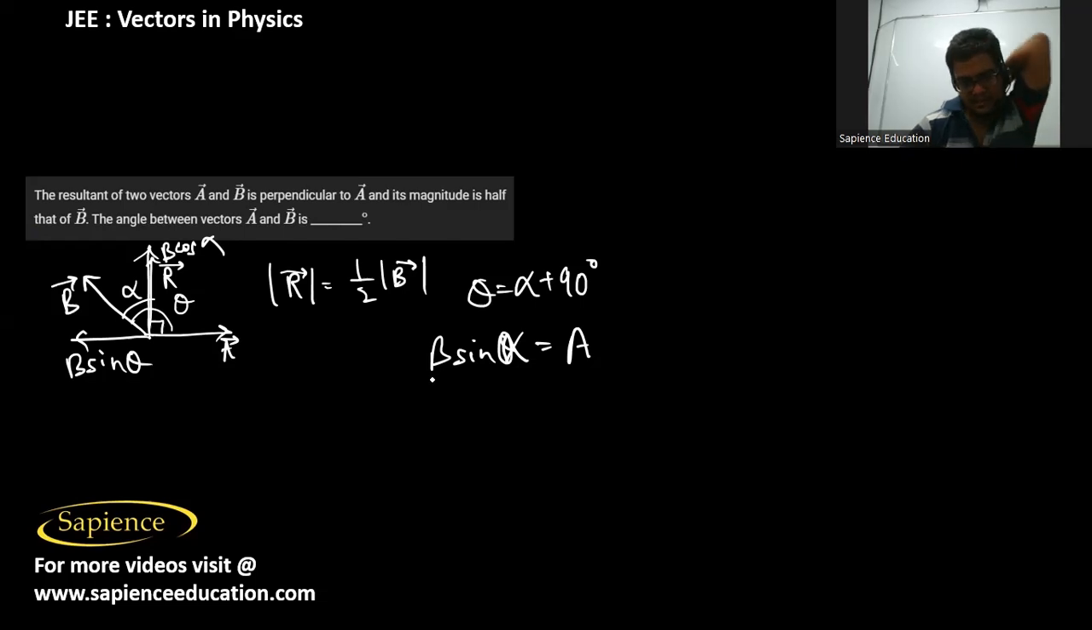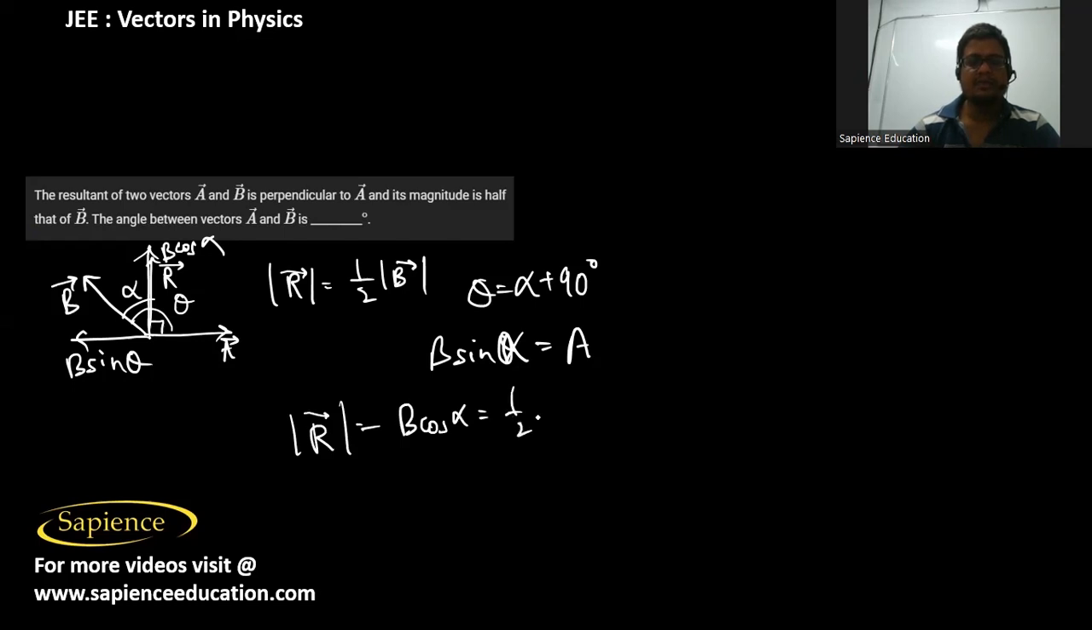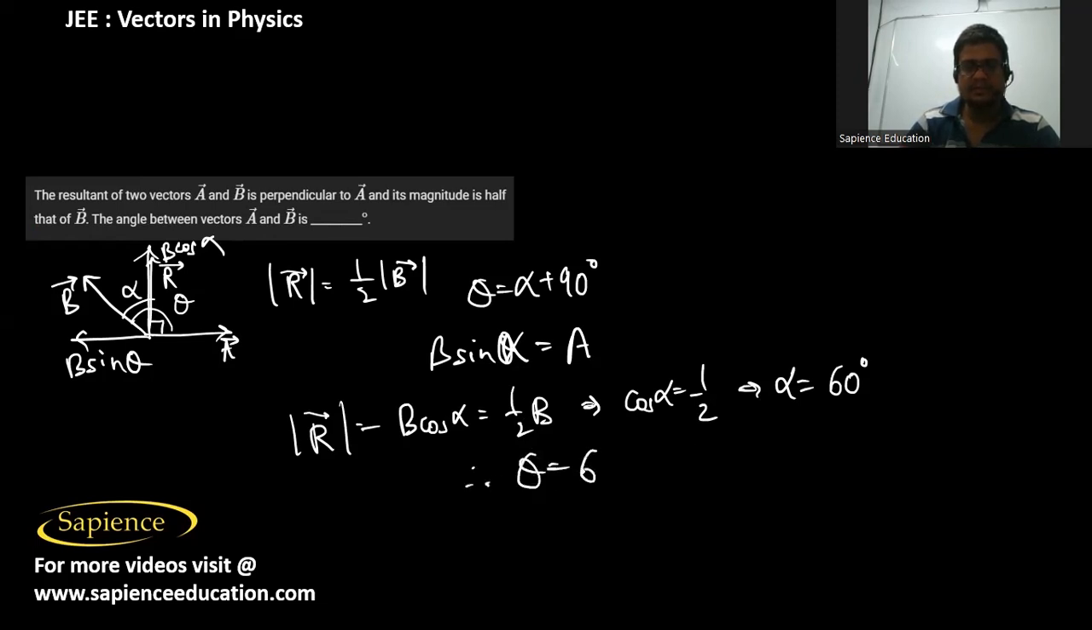Then it is told the magnitude of the resultant is half of B. So the magnitude of the resultant is equal to B cos alpha. So B cos alpha is half of B, which means cos alpha is equal to half. It means alpha should be equal to 60 degrees, since cos 60 is half. Therefore the angle theta should be 60 degrees plus 90 degrees, which is equal to 150 degrees. So 150 degrees is the angle in between the vectors A and B.